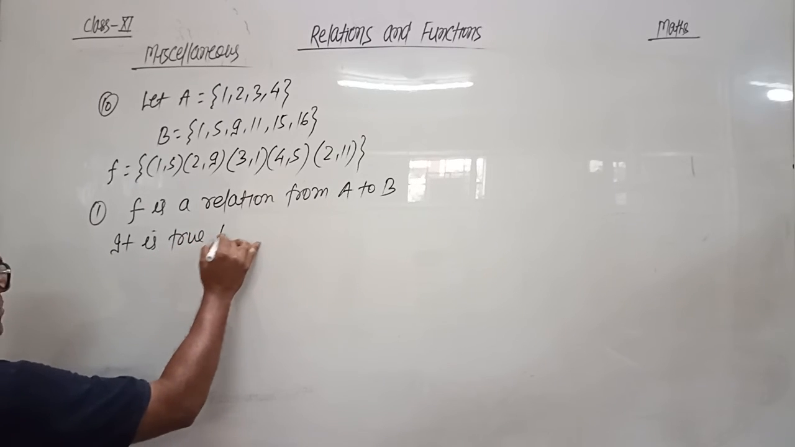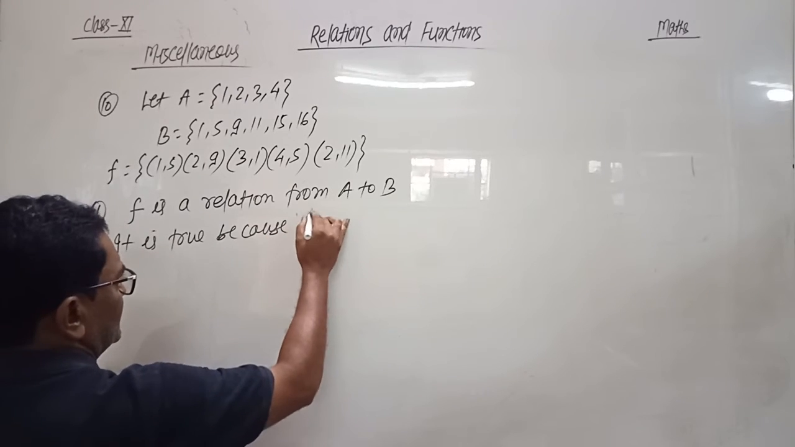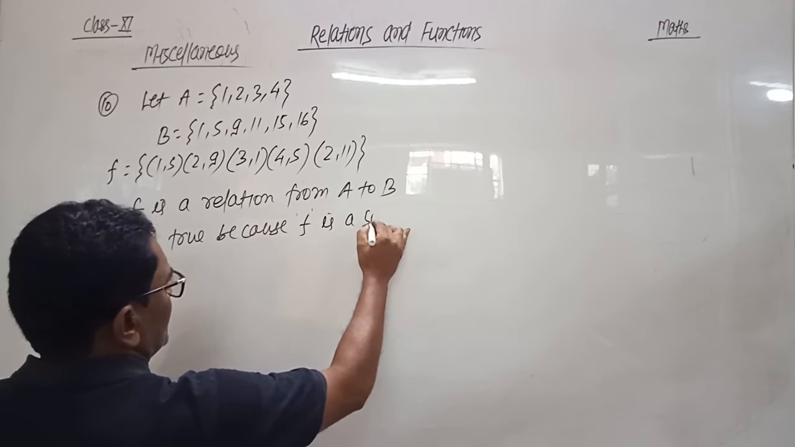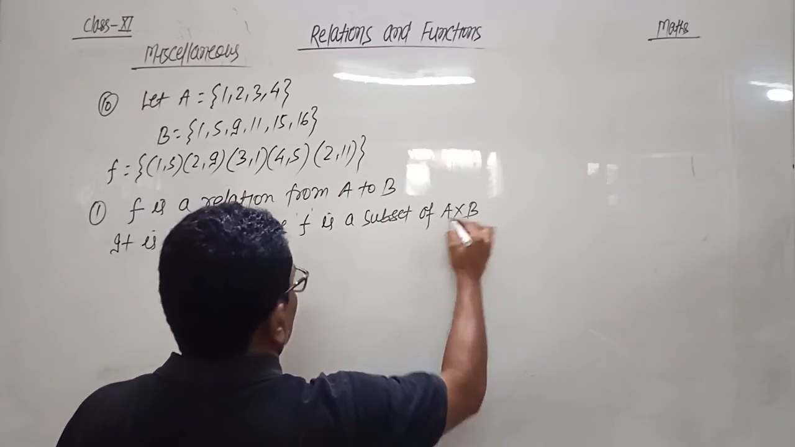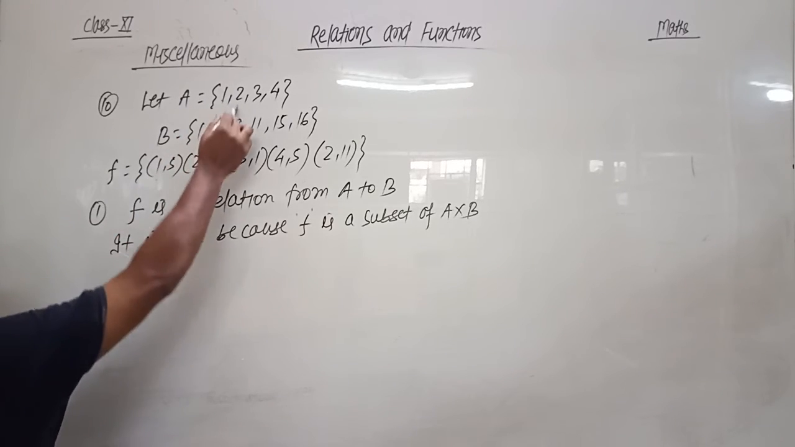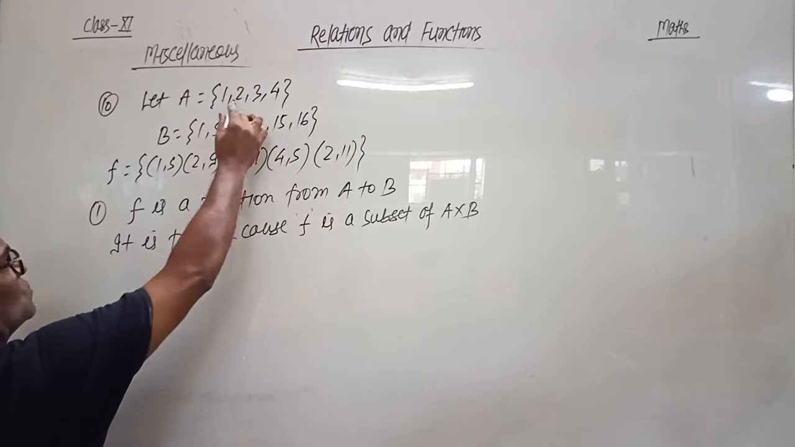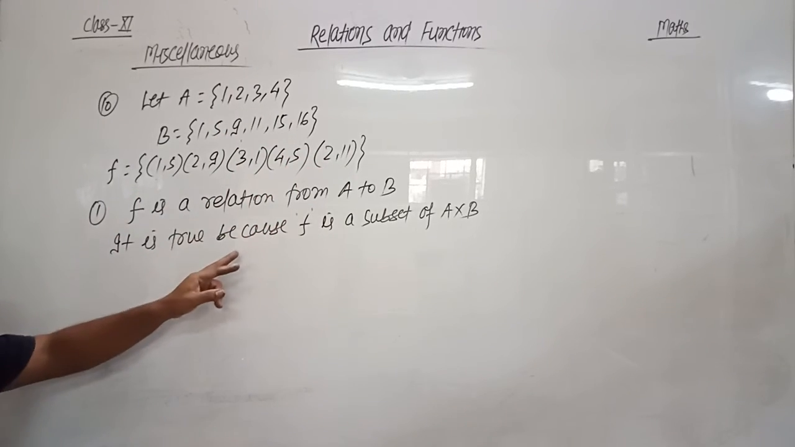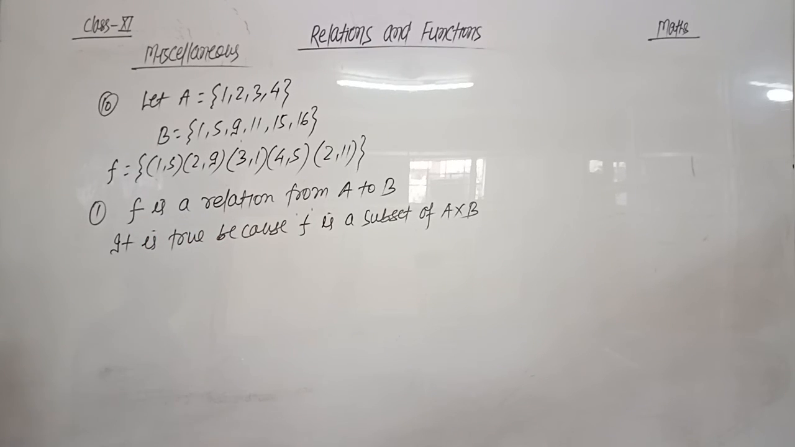It is true because F is a subset of A cross B. (1, 5), (2, 9), (3, 1), (4, 5) and (2, 11) all lie in A cross B. So F is a subset of A cross B. Therefore, F is a relation from set A to set B, because it is a subset.